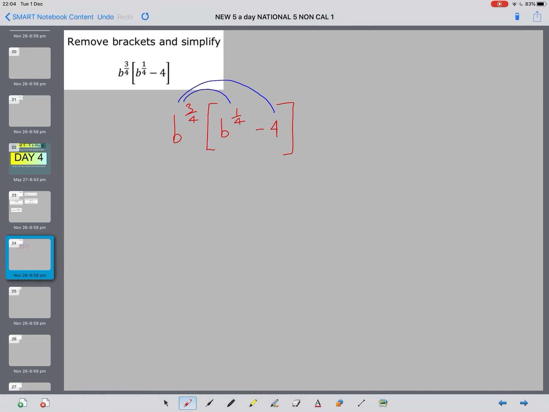So if you do that, remember you're doing here b to the power of a quarter multiplied by b to the power of 1/4, and what you're doing with these powers is you're adding them together. So if you did 3/4 add 1/4, you get 4/4, which is the same as 1. So it's like b to the power of 1, but we don't need that power of 1, we would just write b. So this multiplied out here just becomes b. And then the b to the power of a quarter multiplied by -4 becomes -4b to the power of 3/4. And that's us.